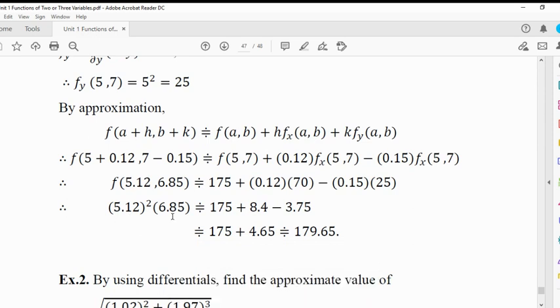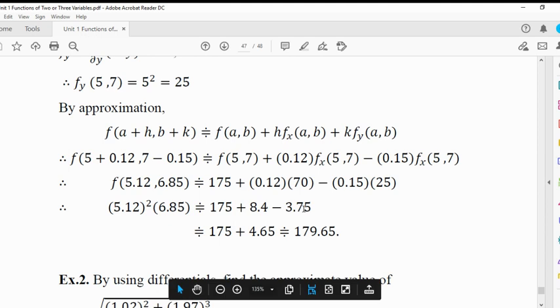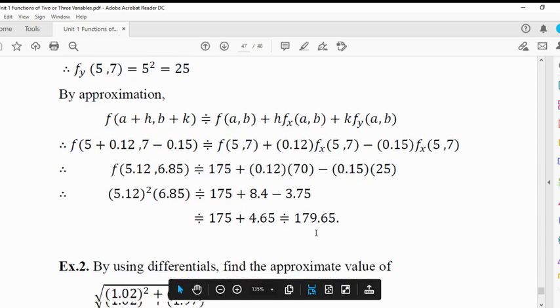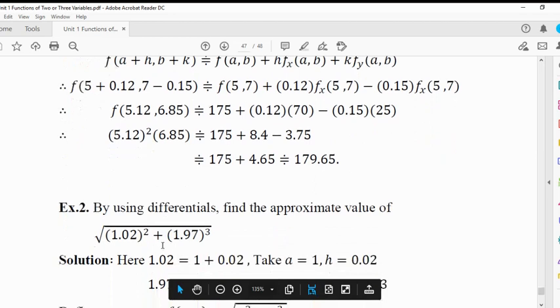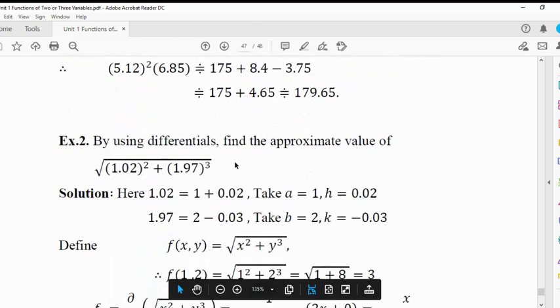Now 5.12 squared into 6.85 is approximately equal to, calculating this, 175 plus 8.4 minus 3.75. If you calculate this, we get 179.65. The approximate value of this is nothing but 179.65.